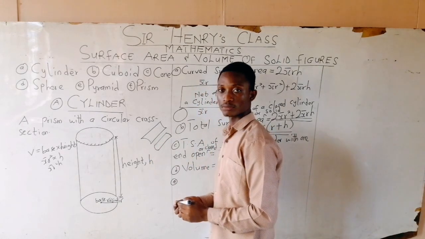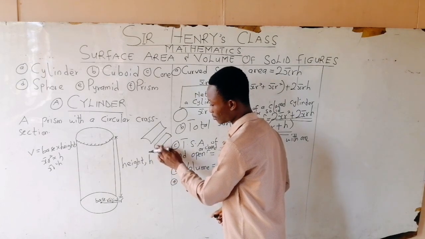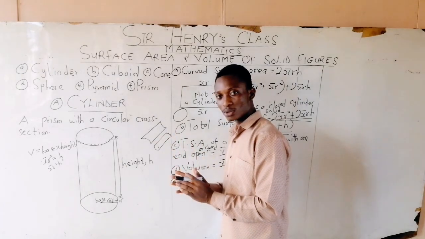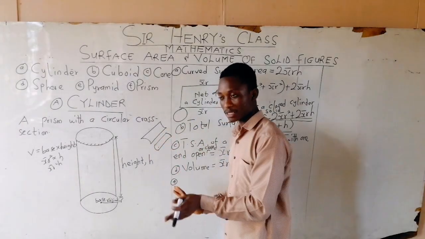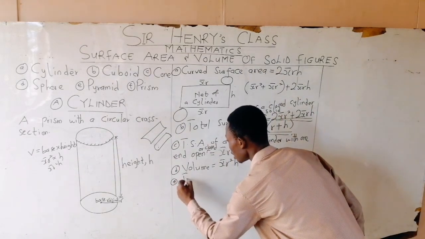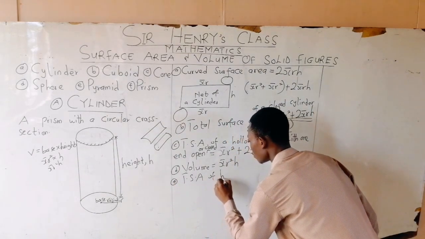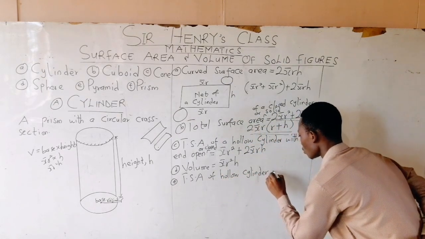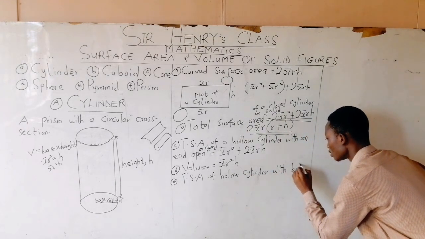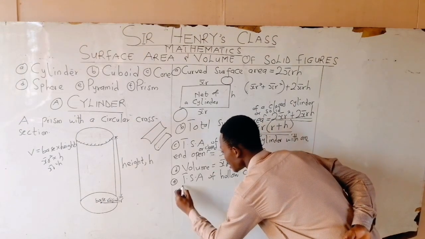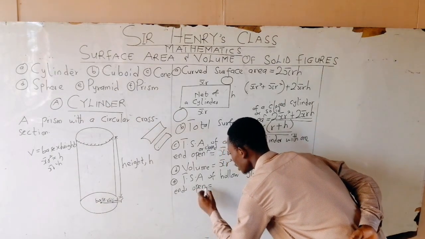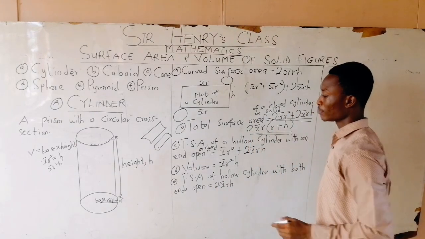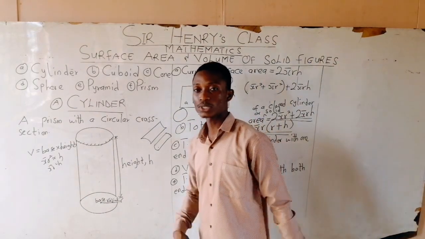Both ends open. Why is the circle not there? Both ends open, so no circles included. So what do you pick? Just pick the curved surface. Okay. So total surface area of a hollow cylinder with both ends open will be equal to 2 pi r h. Because basically the two circles are not there.